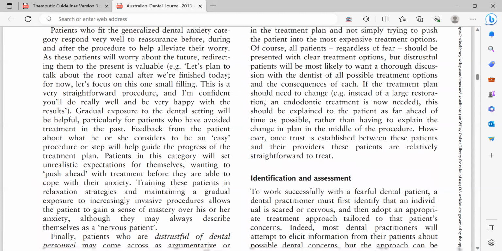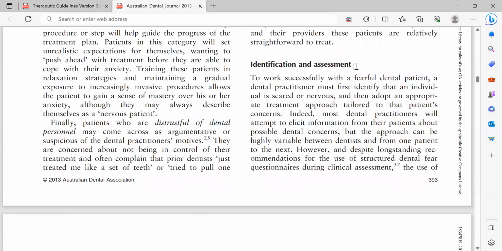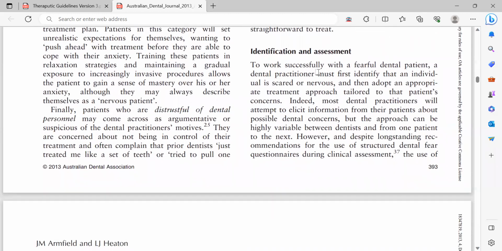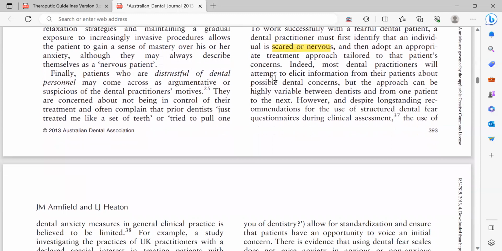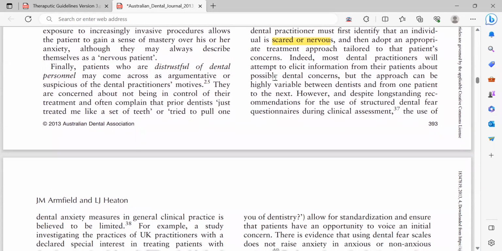Okay, so firstly, you need to identify and you need to assess those patients. To work successfully with a fearful dental patient, a dental practitioner must first identify that an individual is scared or nervous, and then adopt an appropriate treatment approach tailored to that patient's concern. Because we cannot use the general strategies for every patient. Every individual is different, so we may need to modify our management according to that patient.